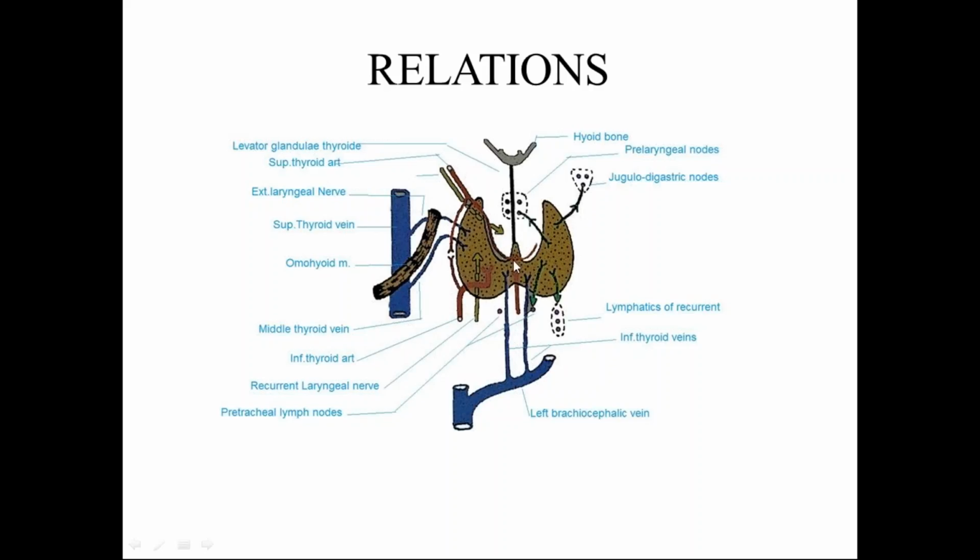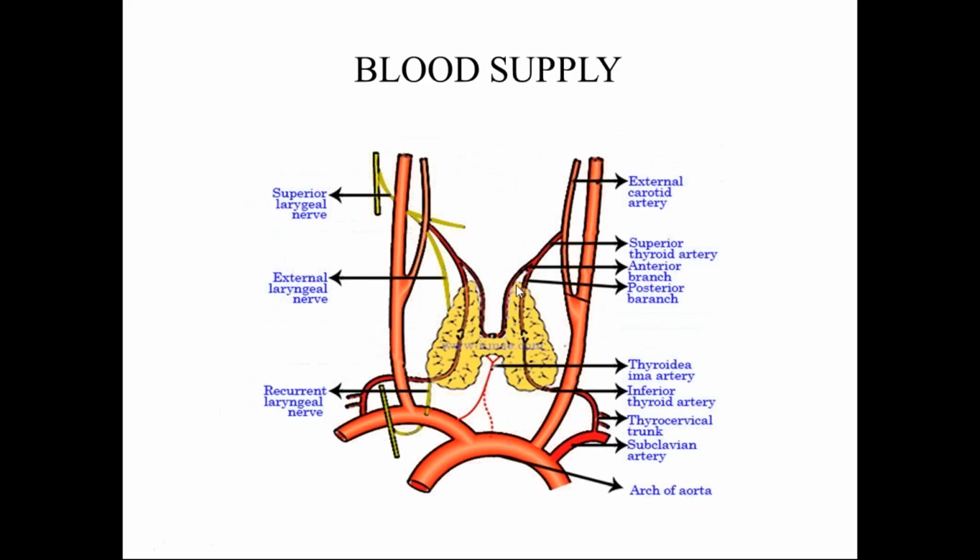Once again, I'll repeat the borders relationships of isthmus. Upper border is related to anastomosis between two superior thyroid arteries, while the lower border is related to two veins, inferior thyroid veins, and one artery, that is arteria thyroidea ima.